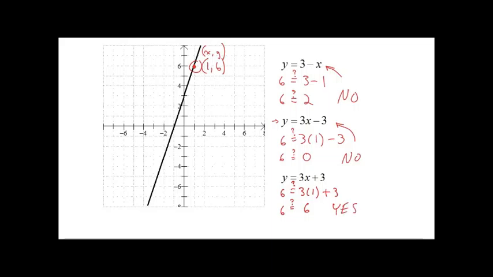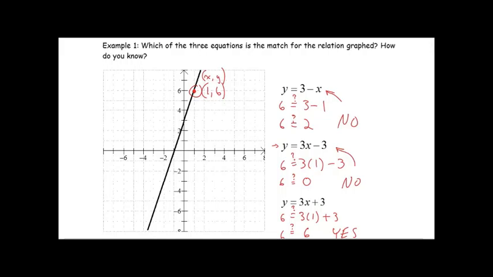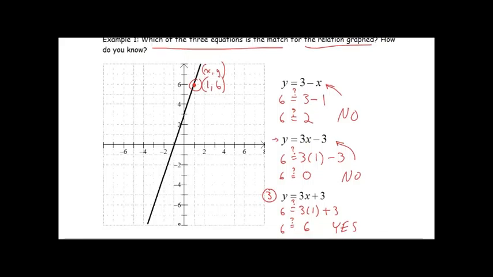Okay, so I'm going to go back and just answer this question. Which of the three equations is the match for the relation graph? How do you know? We can say that equation 3 is the match, and we know that because the point 1, 6 is on that graph, and it works in that equation.